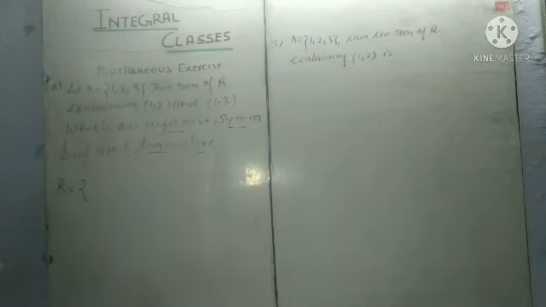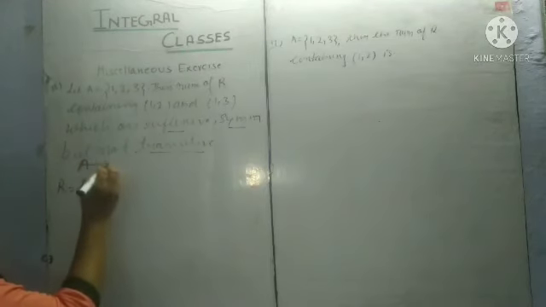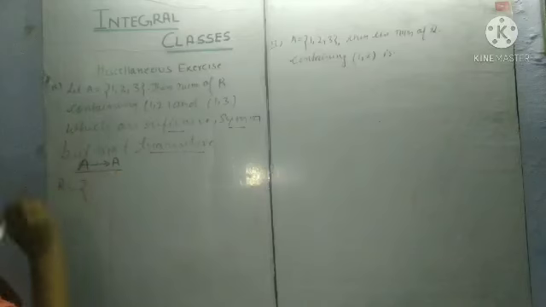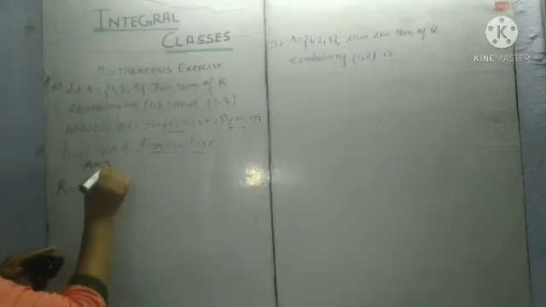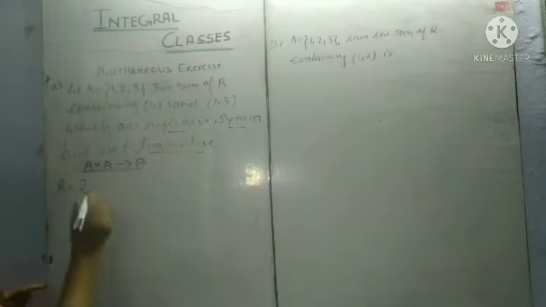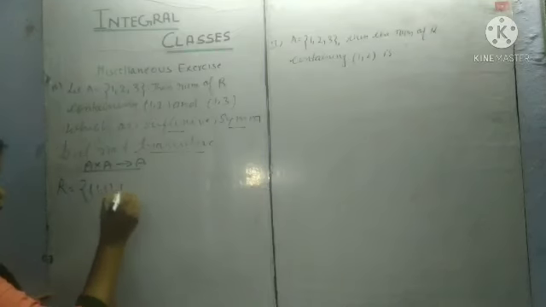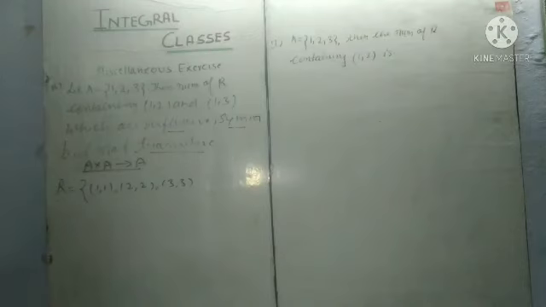So we know that, for this relation, we first find out the Cartesian product A into A. For how many pairs will we get here? Suppose 1 1, 2 2, 3 3. These are all reflexive. What is the condition of reflexive? (a, a) is an element of R. This is the condition of reflexive.